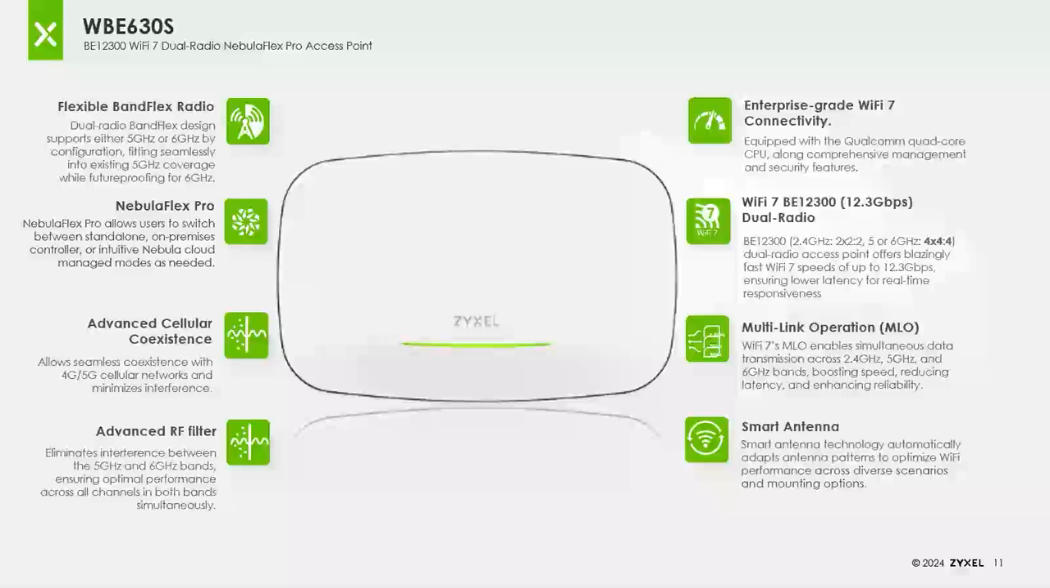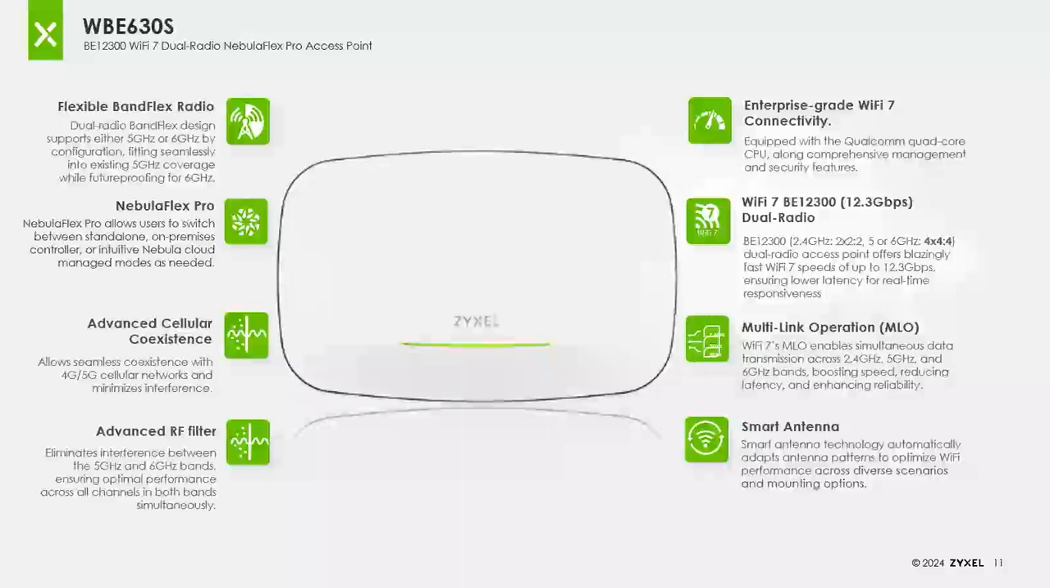So this guy here is a BE 12300, excuse me, I apologize there. Speeds here, so 12.3 gigabits per second on wireless to wireless communication. So this is actually faster than our NWA130BE and our WBE530, which are tri-radio. So even though this is dual radio, the 5 or 6 gigahertz radio is actually faster than what comes in those. So you're getting better, faster aggregated speeds between both of these radios than you would get when you aggregate the speeds across all 3 radios on those other devices.